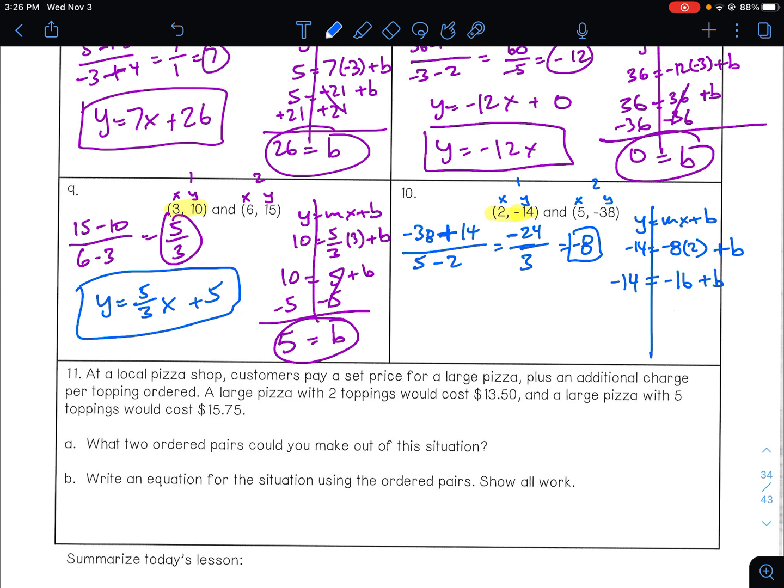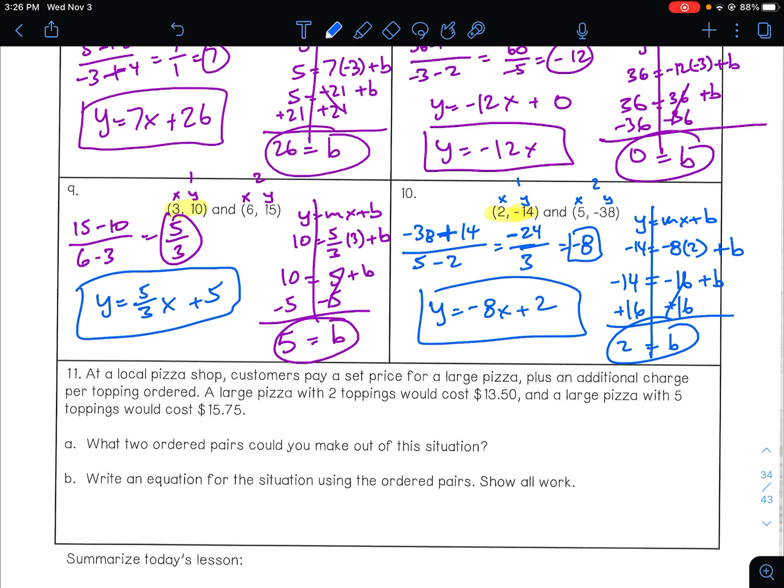I need to get b by itself, so add 16 to both sides. Looks like that cancels. That equals 2, so b equals 2. So our answer should be y equals mx plus b, which is 2.